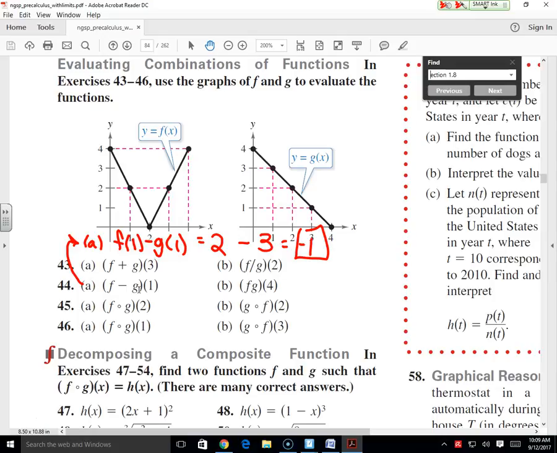Colby, go ahead. So we didn't have to find the actual function? You guys made an absolute value function? Yeah. Why? Did you write the directions?